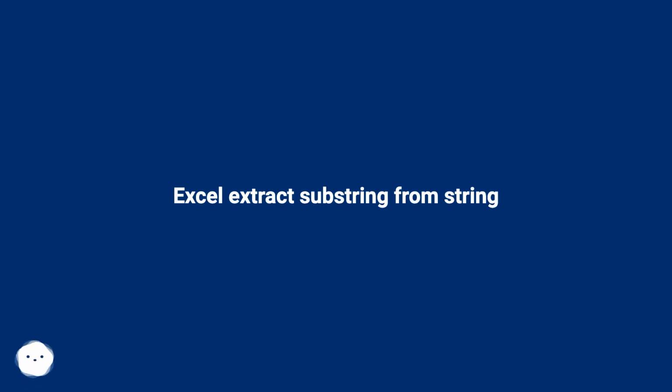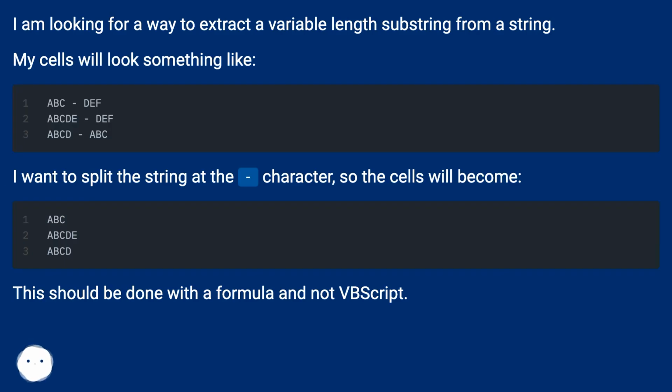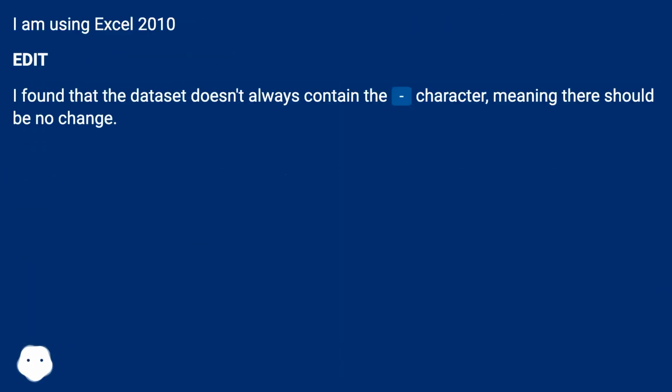Excel extract substring from string. I am looking for a way to extract a variable length substring from a string. My cells will look something like this. I want to split the string at the character, so the cells will become this. This should be done with a formula and not script. I am using Excel 2010. Edit: I found that the dataset doesn't always contain the character, meaning there should be no change.